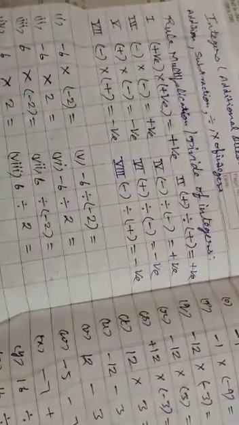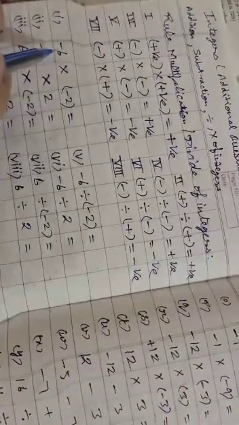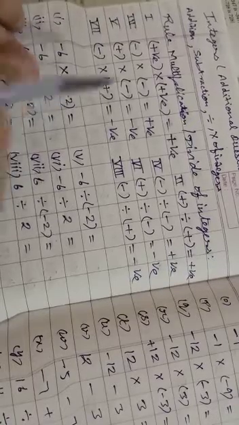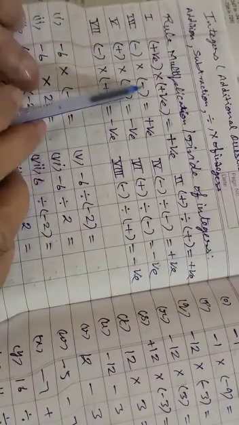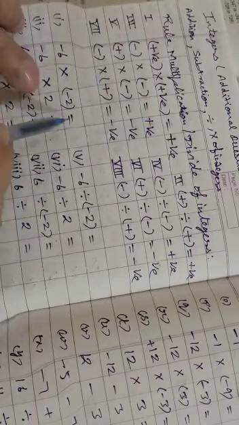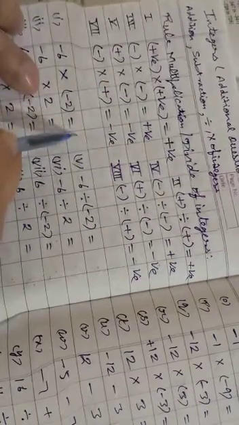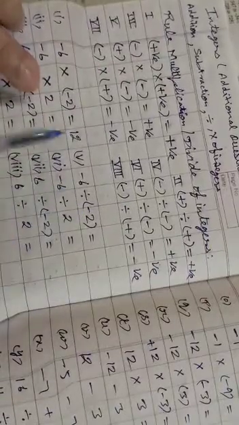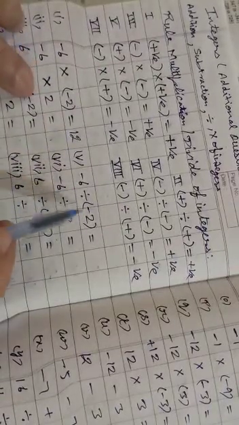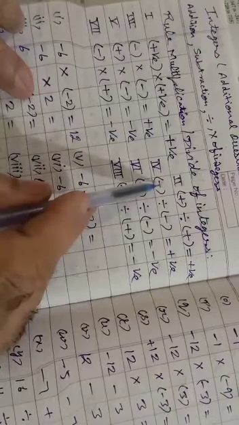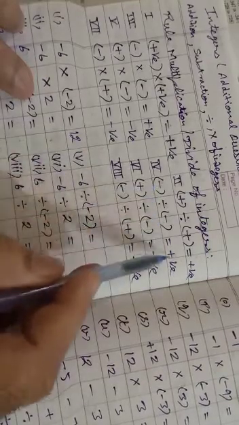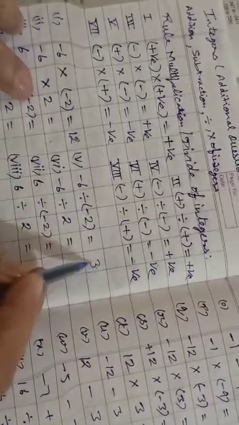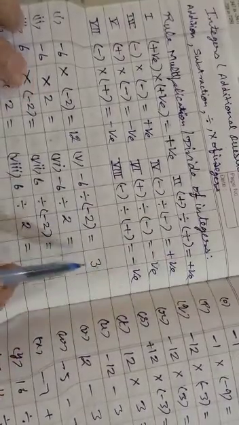Now explain some questions. -6 multiply -2. Negative integer multiply negative integer, we get positive integer, so we write 6 twos are 12, plus 12. Now -6 divided by -2. -6 divided by -2, we get positive. 2 threes are 6, plus 3. This is your required answer, plus 3.